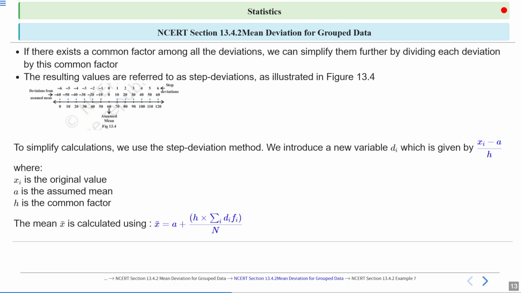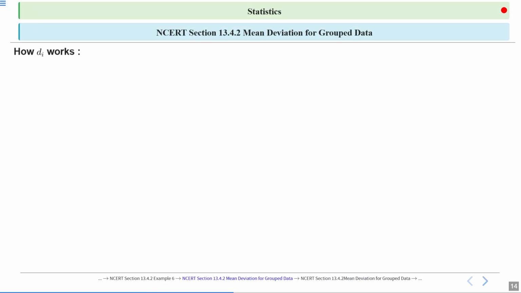Finally, let's see how we use these step deviations to find the mean. So the formula is x bar equal to a plus h multiplied with summation di into fi divided by n. So let's see how it works.